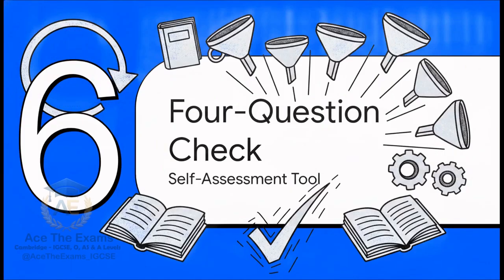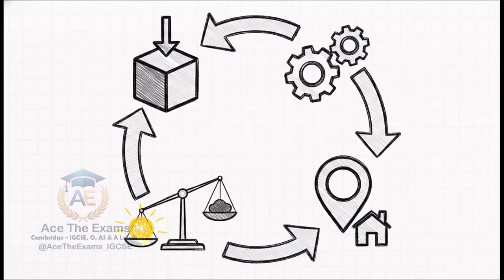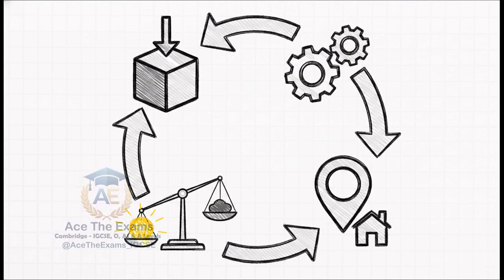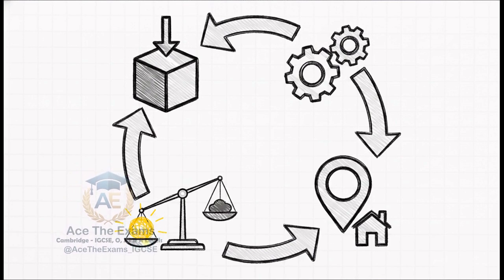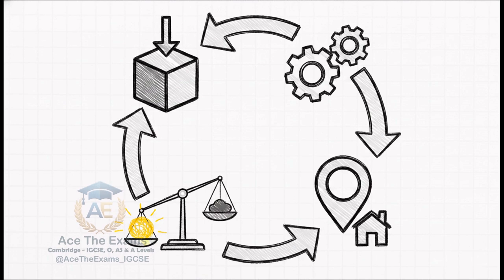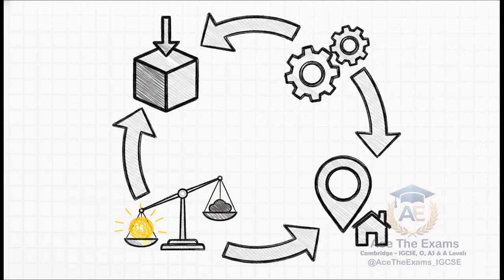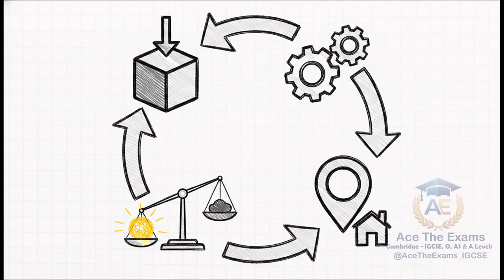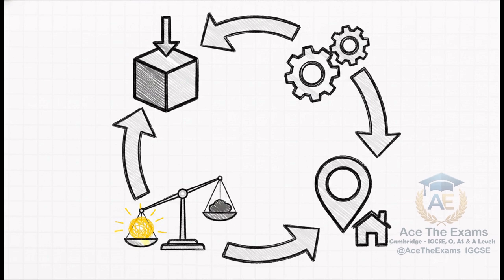Section 6, the 4-question exam check. This is your final self-assessment. When you are revising hexadecimal, or frankly any complex computer science concept, ask yourself these 4 questions. 1. What is it? It's a base 16 number system using 0 to 9 and A to F. 2. How does it work? It groups 4 binary bits, a nibble, into one single hexadecimal character. 3. Where is it used? It's used in MAC addresses, IPv6, HTML color codes, and memory dumps.